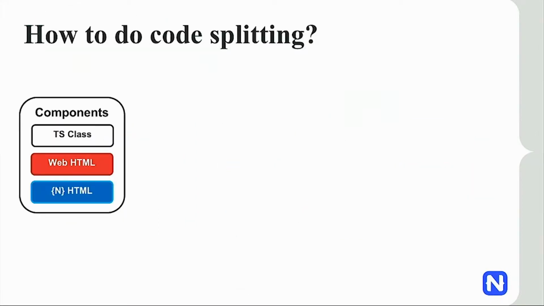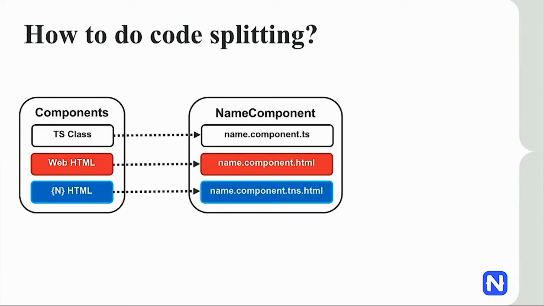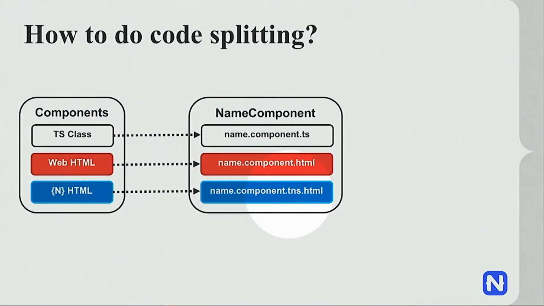And then, for example, how do we do the whole code splitting? So your components, you would have TypeScript files and then the web HTML, native HTML. And the way it really looks is like if we have something called name component, you have 3 files: name.component.ts, which is for both. Then we'll have name.component.html. So far, so good. That's for the web.